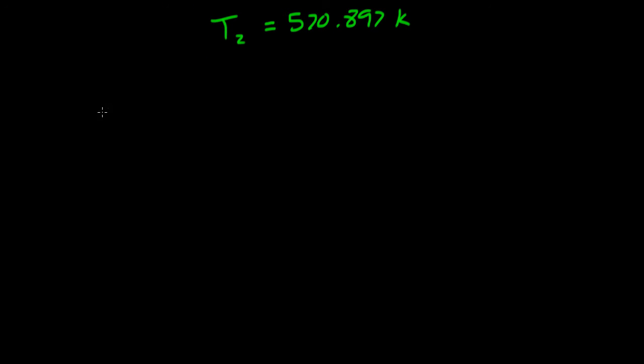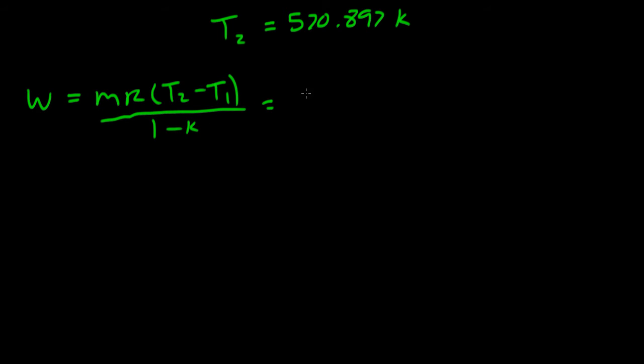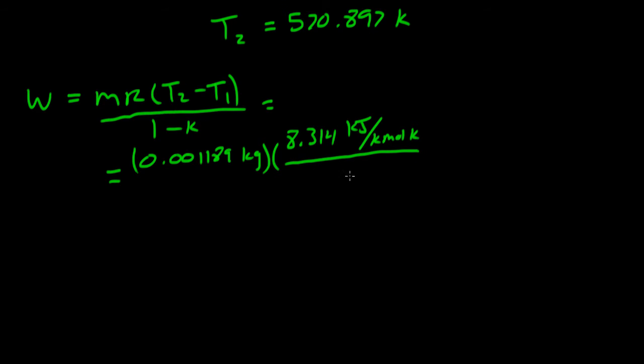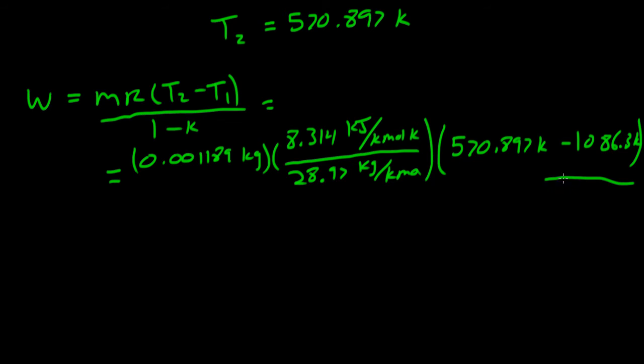Finally, we substitute this value into our work equation and evaluate. Remember, we found that the work is equal to m times r times T2 minus T1, all divided by 1 minus K. This is equal to 0.001189 kilograms times the specific gas constant, which is 8.314 kilojoules per k mole Kelvin, divided by the molecular weight, 28.97 kilograms per k mole, times our temperature difference. T2 is 570.897 Kelvin, and T1 is 1086.3 Kelvin. All of this is divided by 1 minus K, which is 1 minus 1.4.